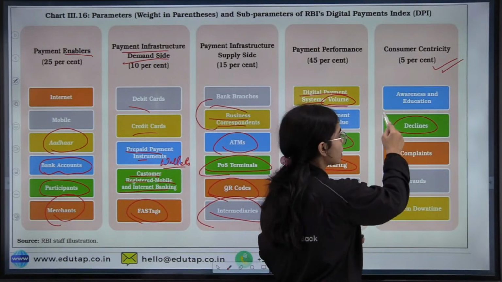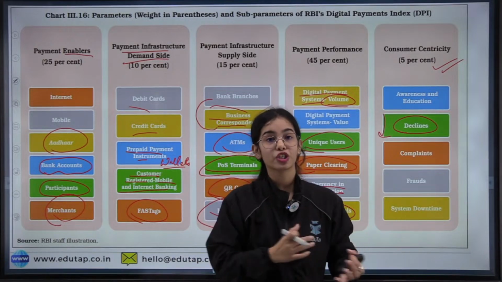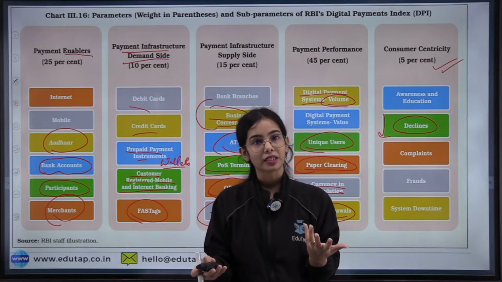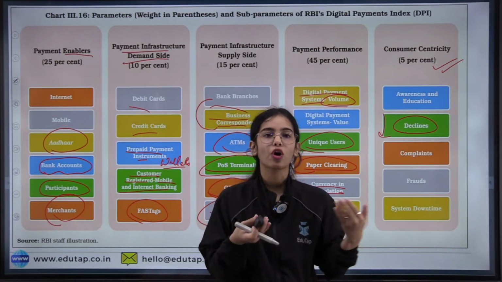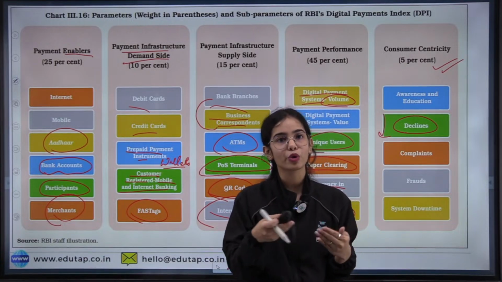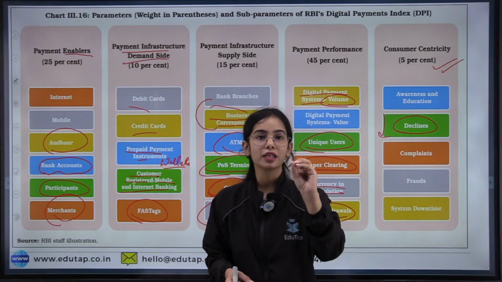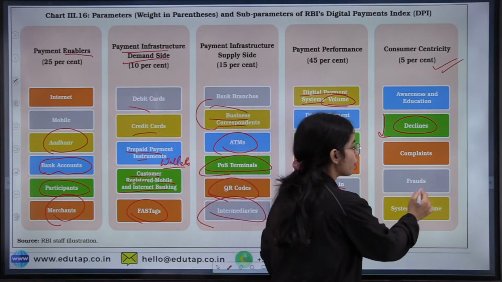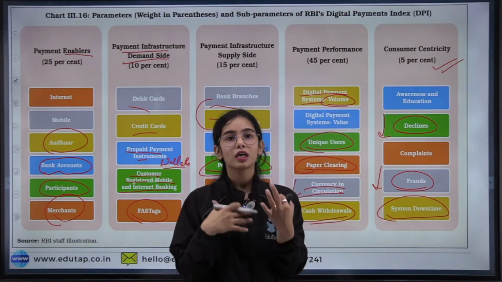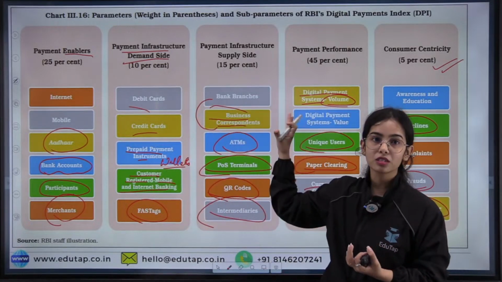The declines of the payment should be less. If you are making a payment to the merchant, and you do not have any cash, and the payments are getting declined, that is a bad thing, right? Because you will lose trust in your payment system, in your UPI system or whichever system you are using. So declines should be less, complaints should be handled in a prompt manner, fraud should be less, and system downtime should be less, that means the system should be working in a fast manner. So these are the 5 broad parameters.